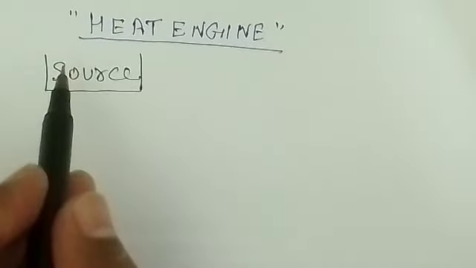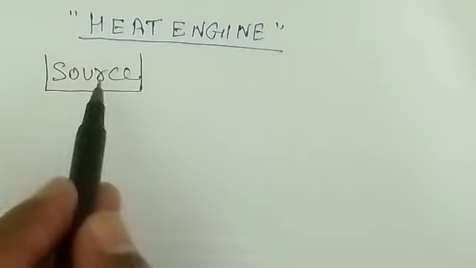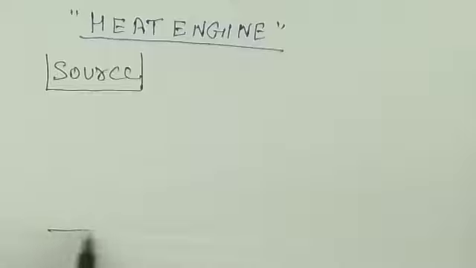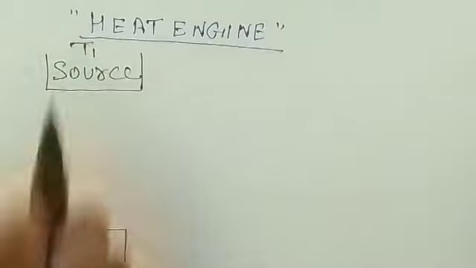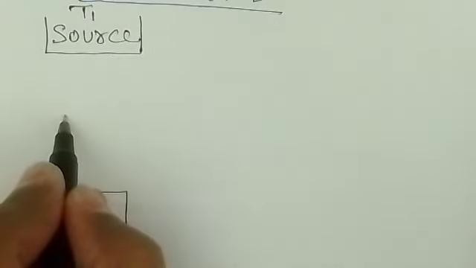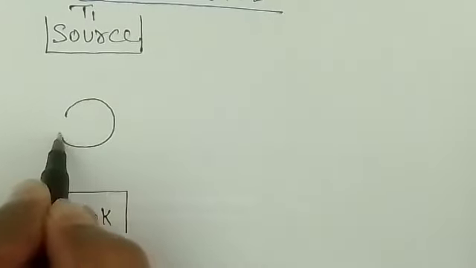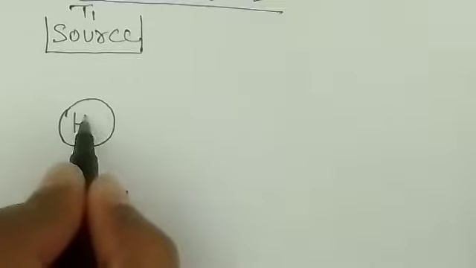So for that, we have to take two temperature levels. One is the source and another one is the sink, right? The source has a higher temperature, T1, and this is your sink. The sink has a temperature T2, okay? And in between these we mount one machine that we call a heat engine, right?